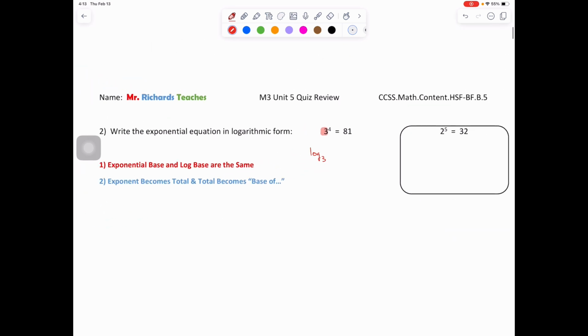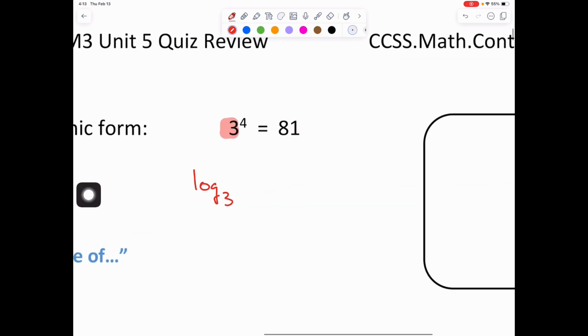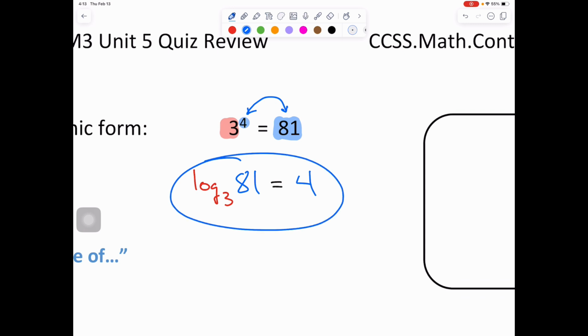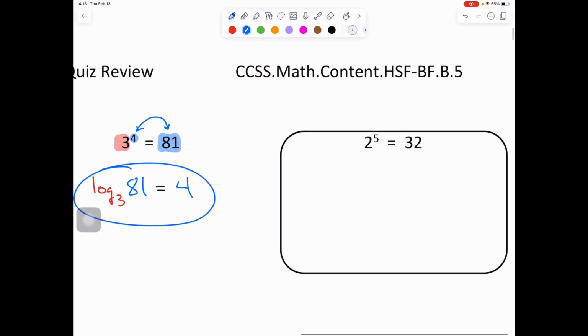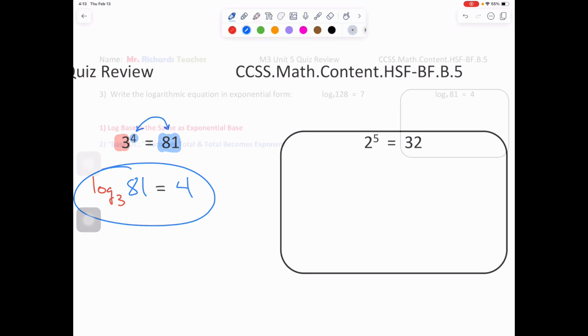All right, step 2, exponent becomes total, and total becomes base of. All right, so we will do this just in blue. Our 4 and our 81 are simply just going to kind of flip-flop here in a sense. So it will be the log base of 3 of 81. Bring down our equals. Set the 4 down. Go ahead and circle your answer. But before we move forward, we do have our practice to pause.